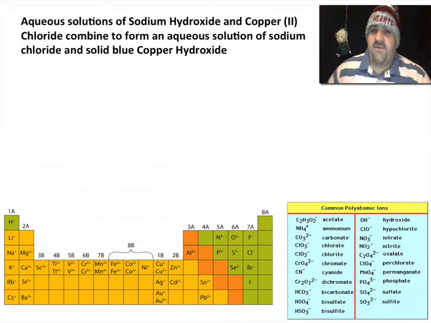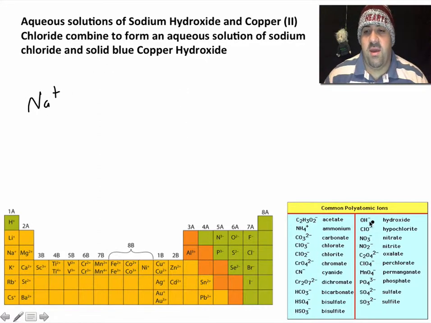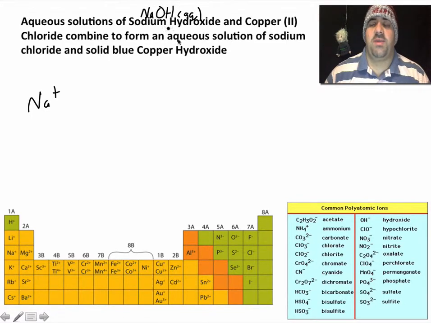So first off, let's talk about sodium hydroxide. Sodium's Na, Na plus. Hydroxide is going to be over here, OH minus 1. So because this is a plus 1, this is a minus 1, they combine in a 1-to-1 ratio. So I know this is NaOH. And of course, we're going to put a little AQ after it. That means we put it in water. But I just want you to understand that's NaOH.